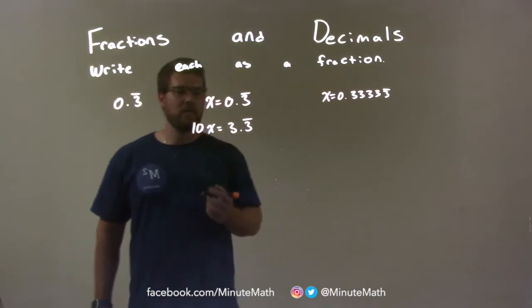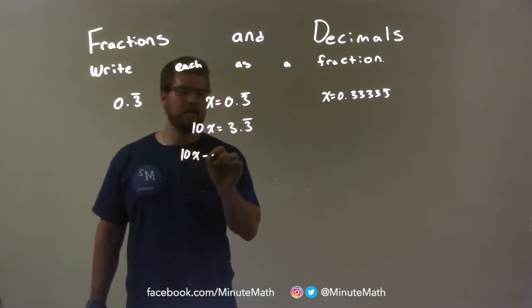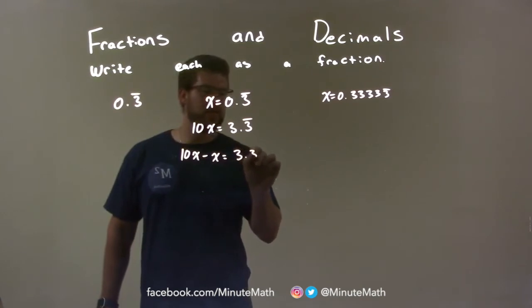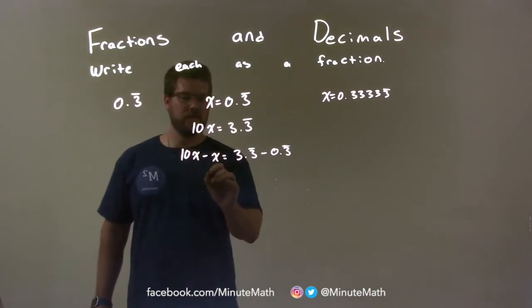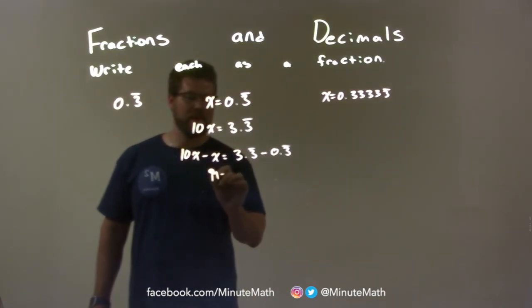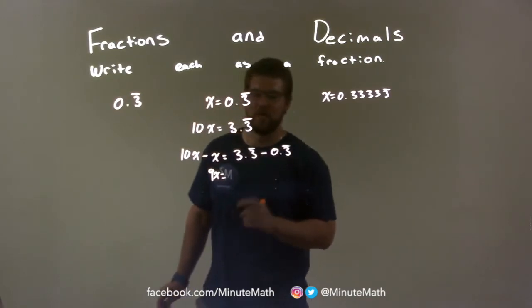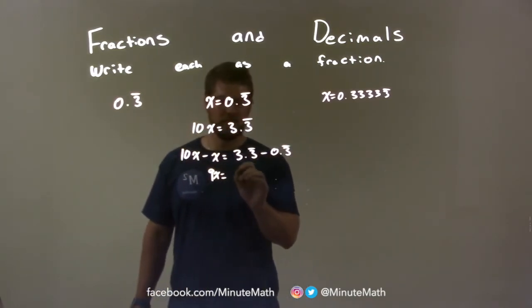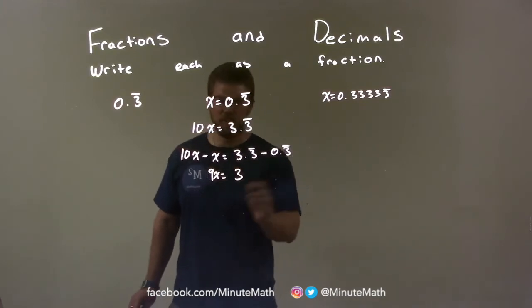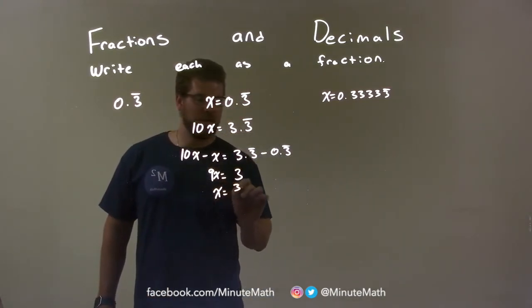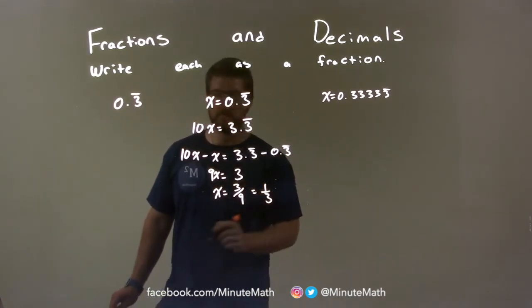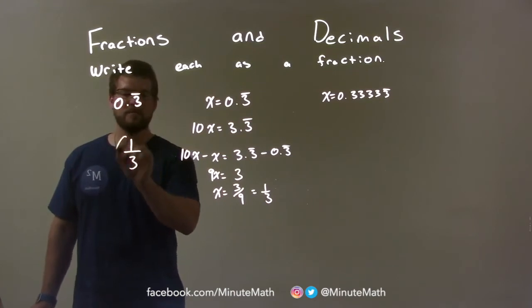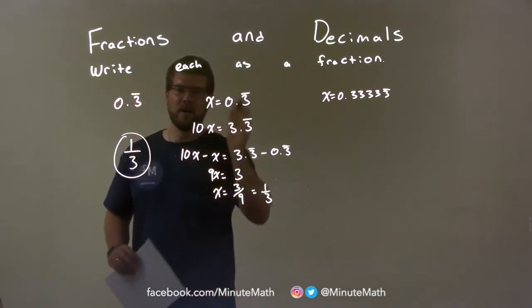Then I'm going to take 10x minus 1x, which is equal to 3.3 repeating minus 0.3 repeating. 10x minus 1x is 9x. And 3.3 repeating minus 0.3 repeating is just 3. Let's get x by itself. x equals 3 over 9. I divide by 9 on both sides, and 3 over 9 simplifies to 1/3. So our final answer is 1/3 for x, which is also written as 0.3 repeating.